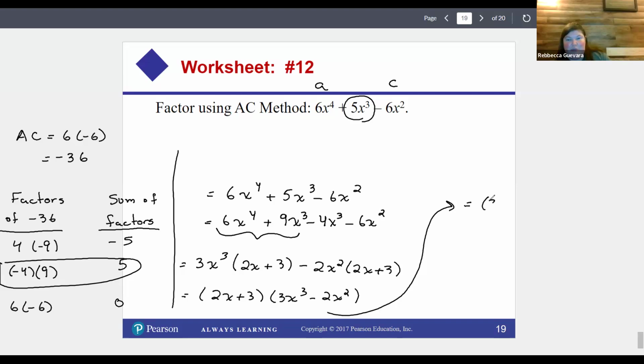So I'm going to actually just write this way for a second. I'm just flipping my two binomials because they're multiplied together. So I could just factor out the x squared.